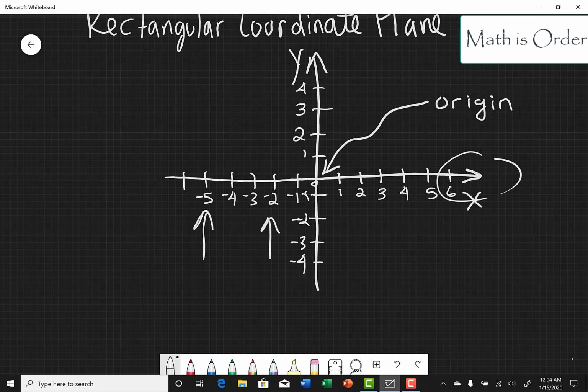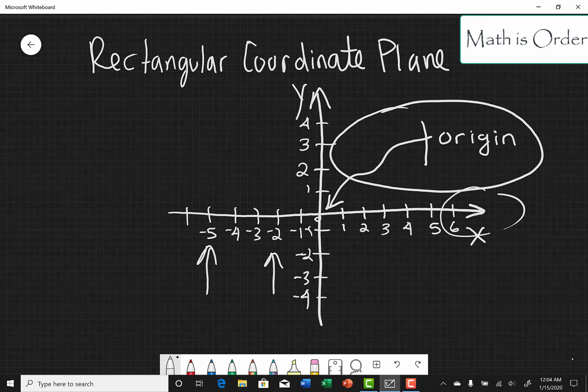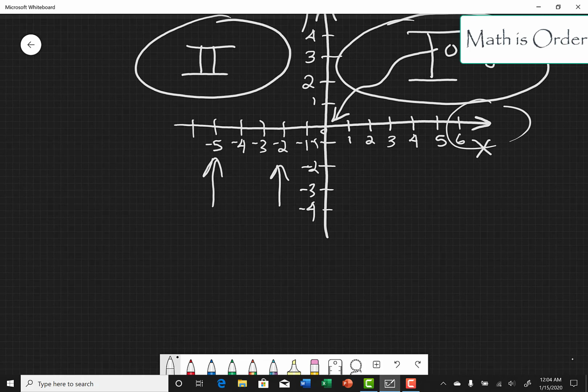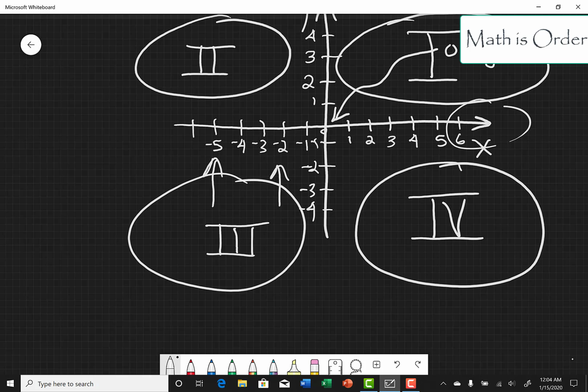The coordinate plane consists of 4 regions called quadrants. Any point in this region here that I'm circling is said to be in quadrant 1. Any point in this region here is said to be in quadrant 2. Any point in this region here is said to be in quadrant 3. And any point in this region here is said to be in quadrant 4.